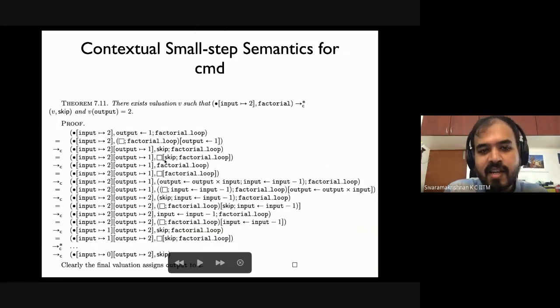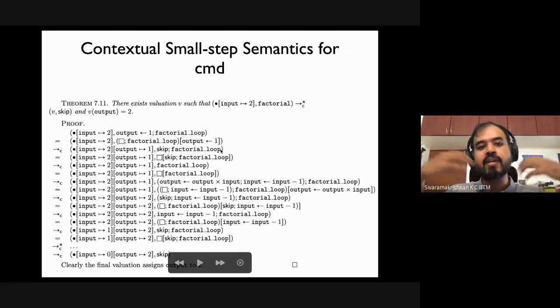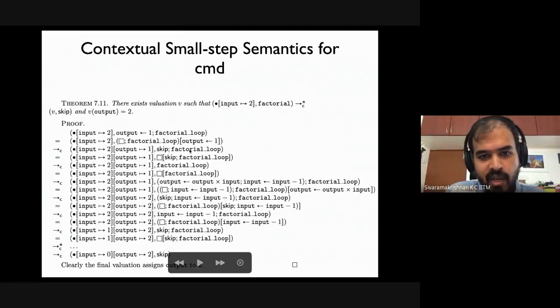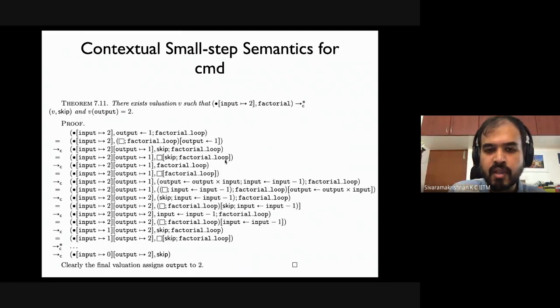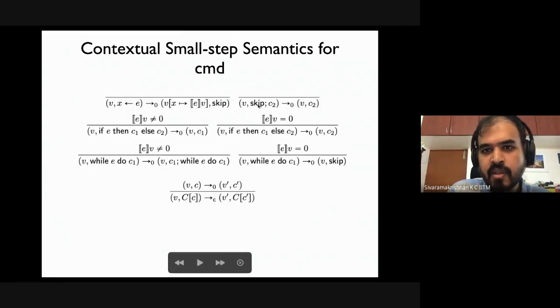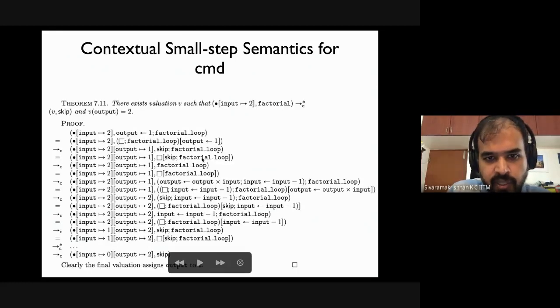So the way we actually split it is that we say this command, skip semicolon factorial loop, can be split into a hole for the evaluation context. There is no outer context, just a hole. And the whole command becomes just the command that fills in the hole. This whole thing becomes the command that we are going to reduce using step 0, and we are going to apply this rule. So this whole thing reduces to just C2, which is factorial loop. When you fill the hole with the command, you just get the command back. So that's why we have factorial loop here. You have to keep doing this again and again.